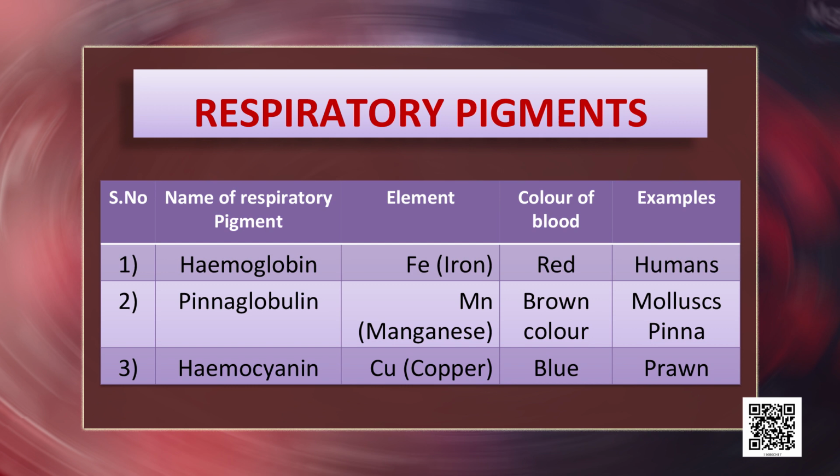There is no doubt that all of us humans have blood which is red in color. But is the blood of all living organisms red in color? It is not so. Humans have red blood because an iron containing pigment called hemoglobin is present in our RBC, due to which blood appears red in color. In certain mollusks, a manganese containing pigment called pinaglobulin is present, due to which their blood appears brown in color. In prawn and pila, a copper containing pigment called hemocyanin is present, due to which blood appears bluish in color when oxygenated.